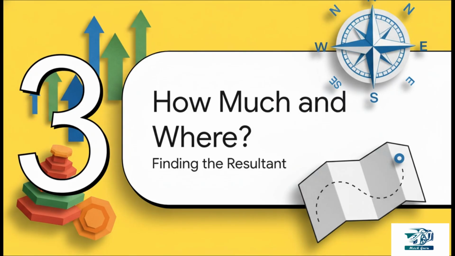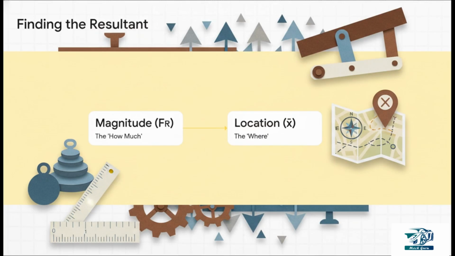So the million-dollar question is, how do you find this magical resultant force? It sounds complicated, but it's actually way simpler than you'd think. You just need to answer two basic questions. How much force is there, and where exactly is it pushing? Yep, we can break this whole thing down into two straightforward steps. First, we figure out its size, the magnitude, that's the how much, and then we pinpoint its location, the where.